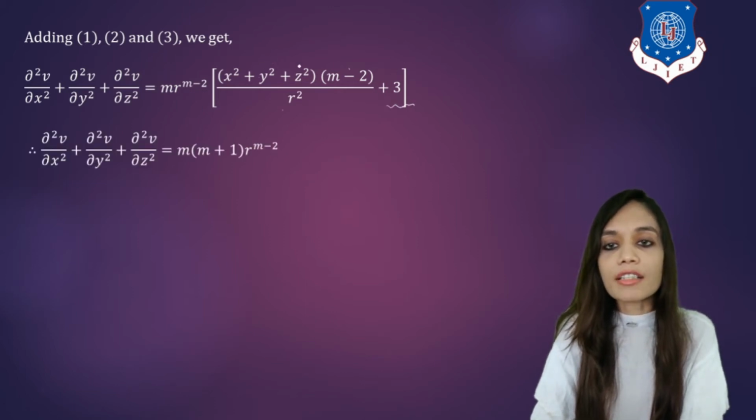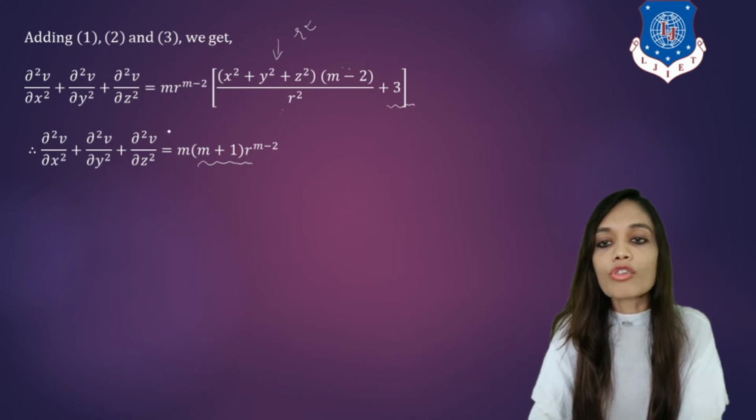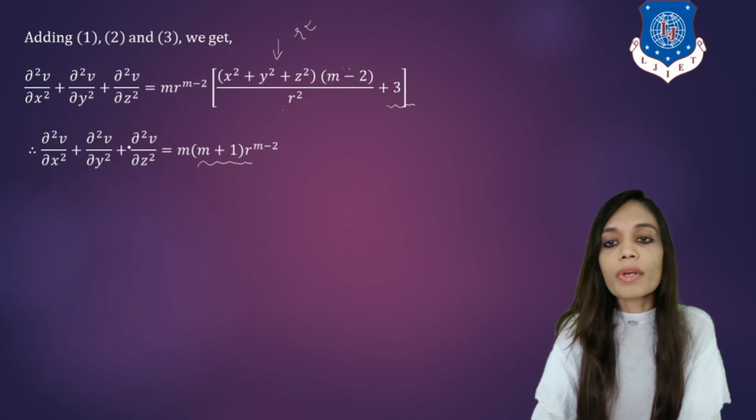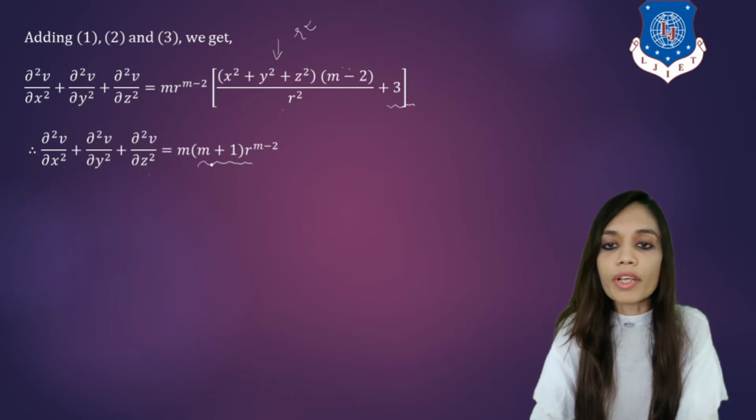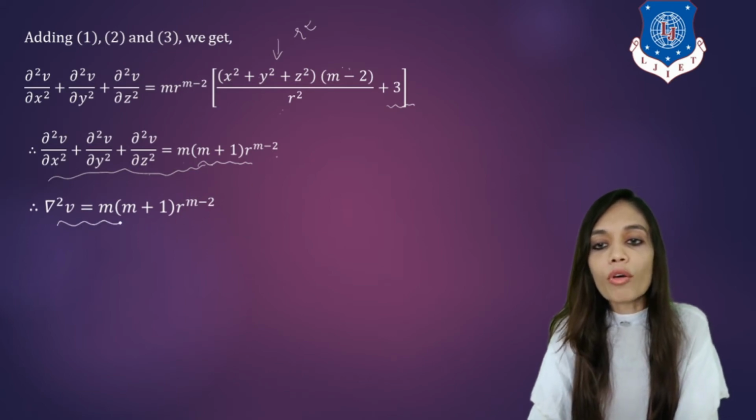Now, we know that x square plus y square plus z square is r square. So, this r square and r square will get cancelled out. And what will remain? m minus 2 plus 3. So, that will give us m plus 1. So, finally, our answer is del square v upon del x square plus del square v upon del y square plus del square v upon del z square will be equal to m into m plus 1 into r raised to m minus 2. So, this is our desired answer, right? Or we can write in this form.